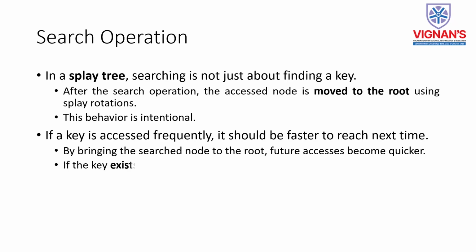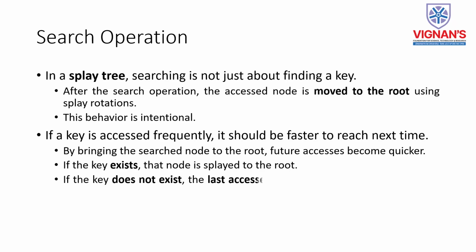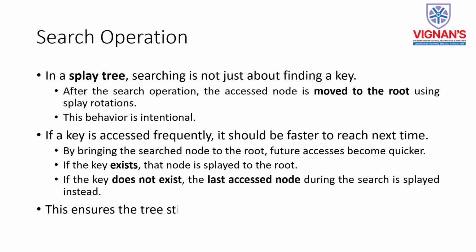If the key exists, that node is splayed to the root. When the search is successful, the found node is rotated upward until it becomes the root. If the key does not exist, the last accessed node during the search is splayed instead. When the search fails, the node where the search stops is moved to the root. This ensures the tree still adapts to access patterns. Even unsuccessful searches help reorganize the tree based on how it is used.